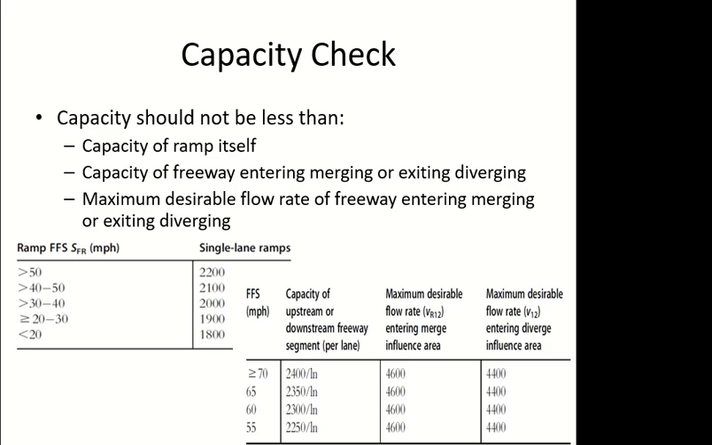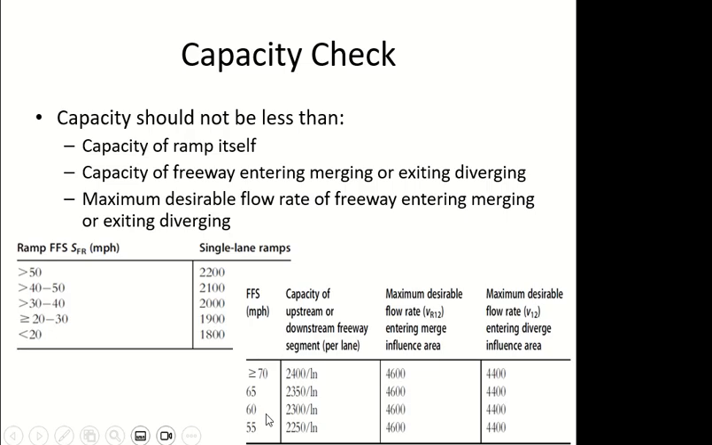The first one is the capacity of the ramp, the ramp which you have in your segment, not the upstream and downstream. The capacity is given according to the free flow speed on the ramp, so you must know the free flow speed on the ramp. You check if the flow on the ramp is more than these values, then your level of service is F. If this check is not satisfied, the level of service is F. You can stop here.